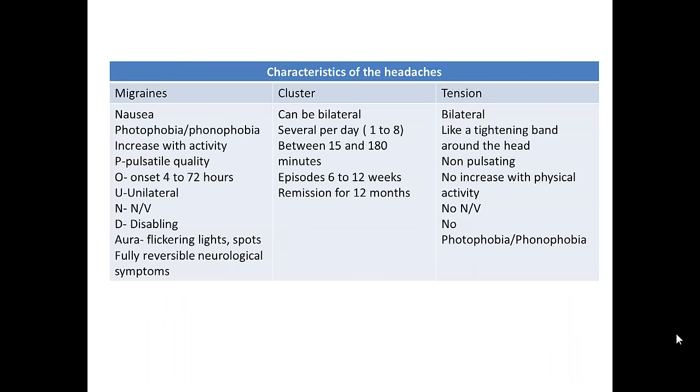Now, characters of headache can vary. Let's look at the migraine headache. I want to point out these qualities: pounding, pulsatile quality, onset 4 to 72 hours before they present, unilateral with nausea and vomiting and disabling. And it's good to remember that sometimes there can be the aura, such as flickering of lights or spots in front of your eyes. There may be some neurological symptoms that go away.